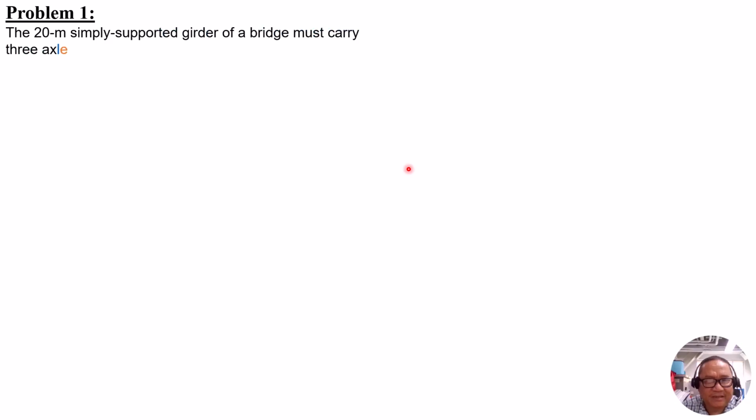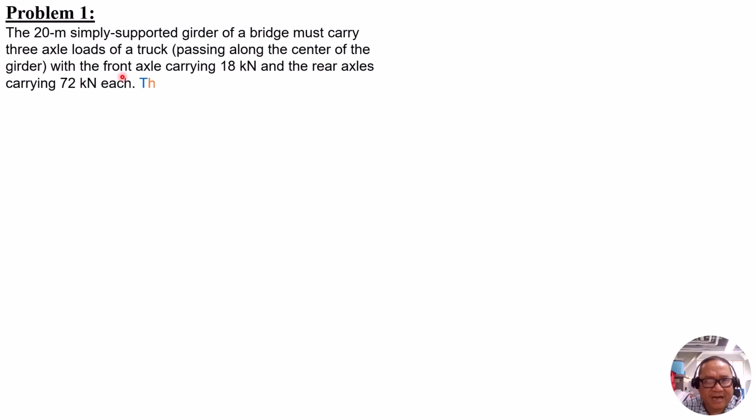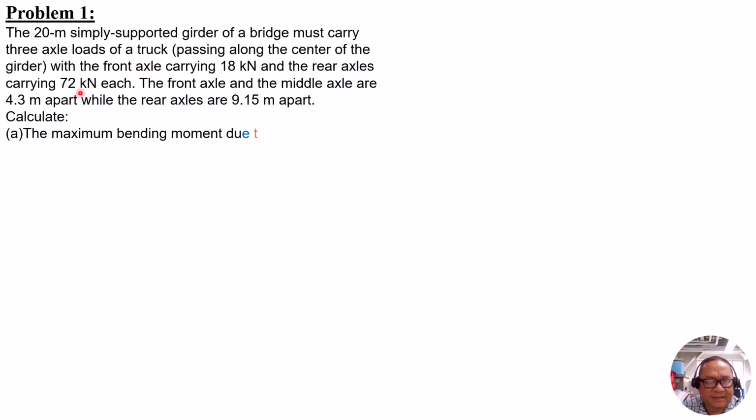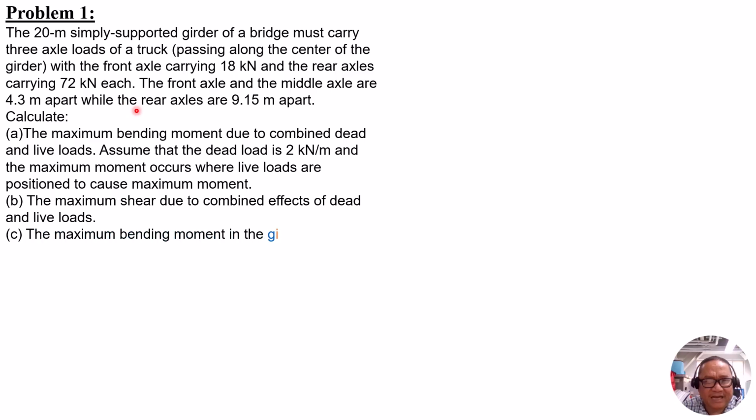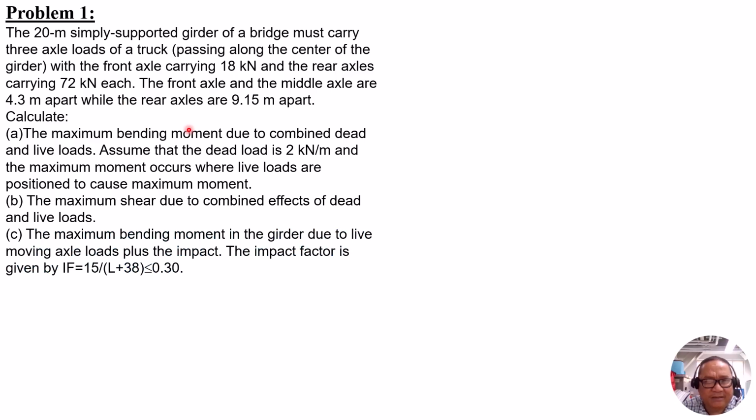The 20-meter simply supported girder of a bridge must carry 3 axle loads of a truck passing along the center of the girder, with the front axle carrying 18 kilonewtons and the rear axles carrying 72 kilonewtons each. The front axle and the middle axle are 4.3 meters apart, while the rear axles are 9.15 meters apart. So calculate the maximum bending moment due to the combined dead and live loads.